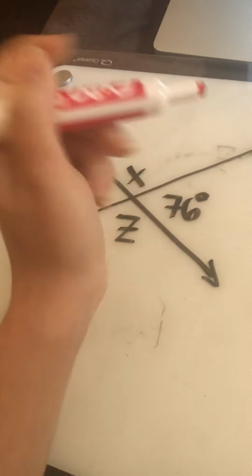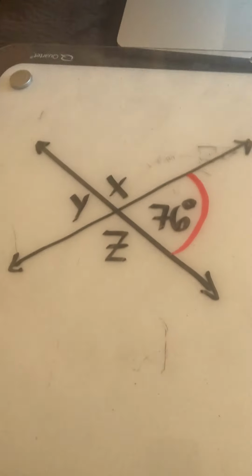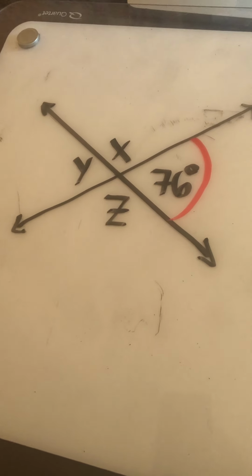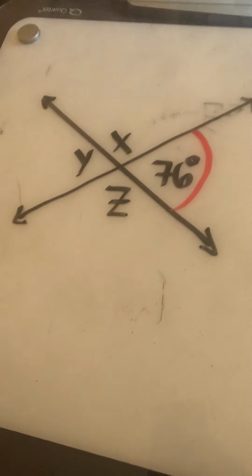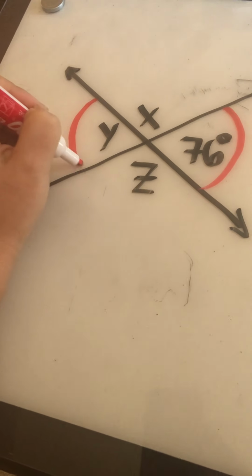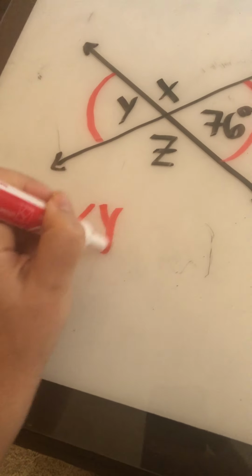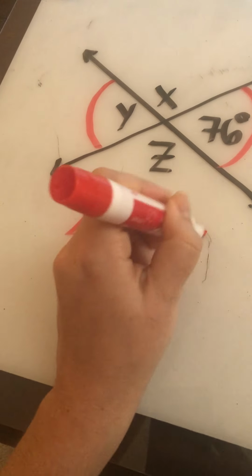Okay, so looking at this diagram, if we were given the angle 76, you guys should be able to tell me which angle is also equal to 76. And that angle would be angle Y, right? Because it's opposite the angle provided. So we would say angle Y equals 76.